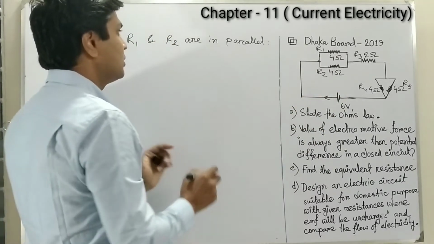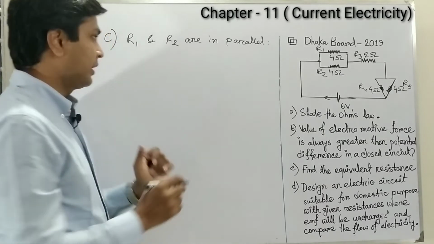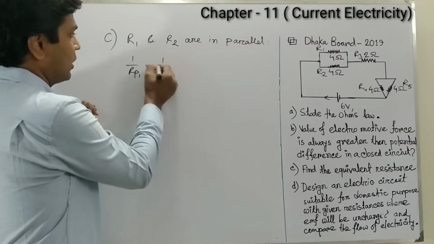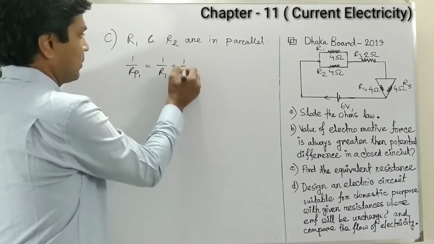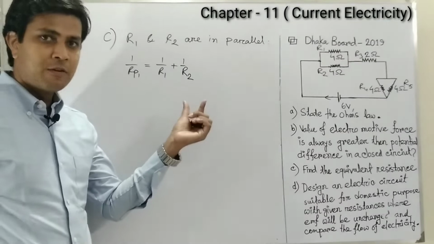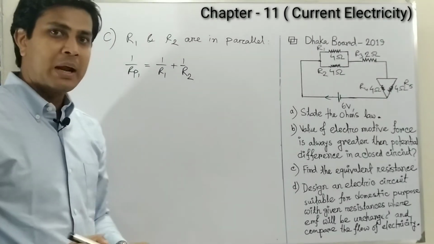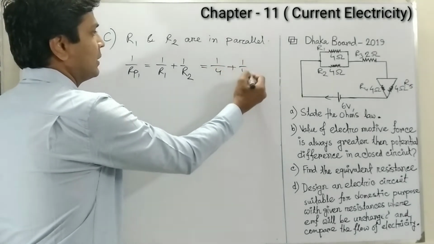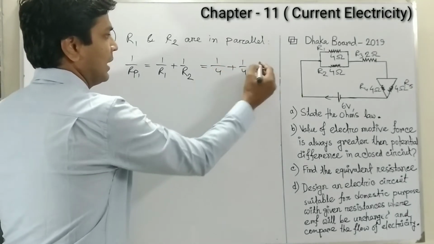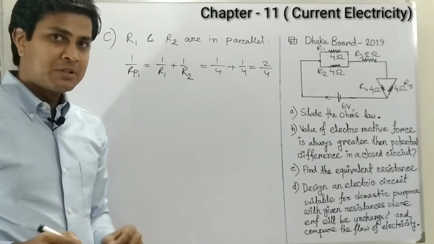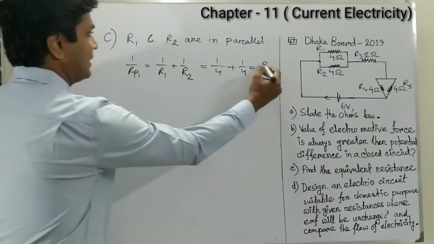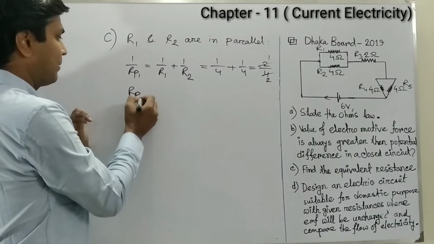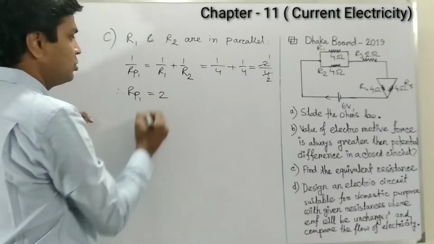And we know that to calculate the equivalent resistance of a parallel circuit, 1 by Rp equals 1 by R1 plus 1 by R2. That is the formula to calculate the equivalent resistance in a parallel circuit. If you put in the values of R1 and R2, then the LCM of 4 is 4, and 1 plus 1 means 2. And we can write here 1 by 2. So what is the value of 1 by Rp1? Obviously 2.